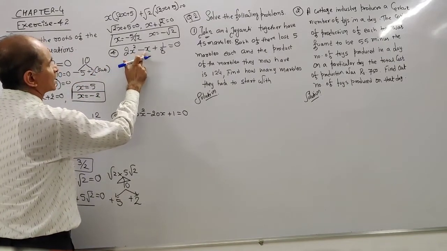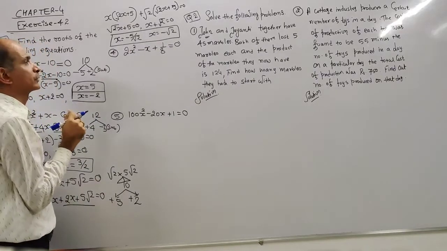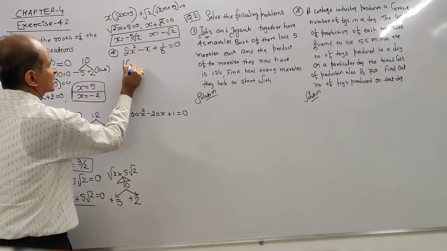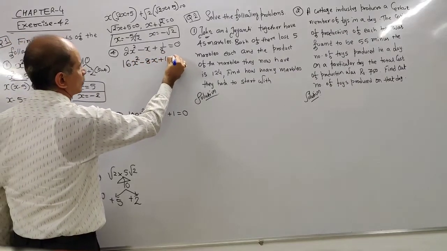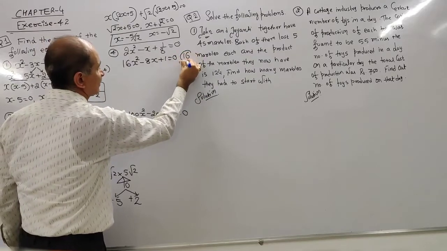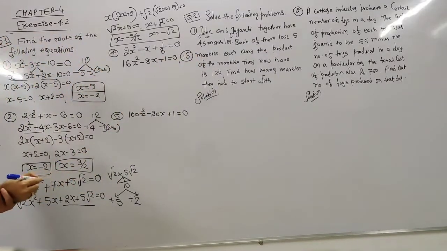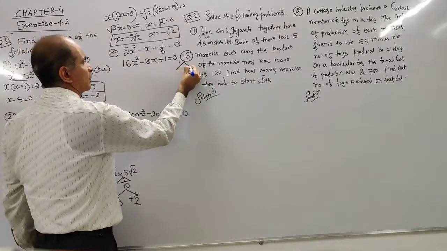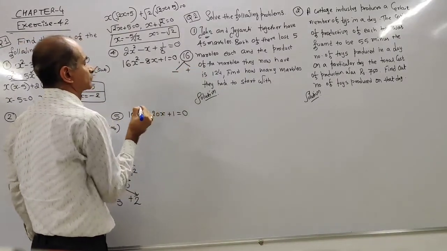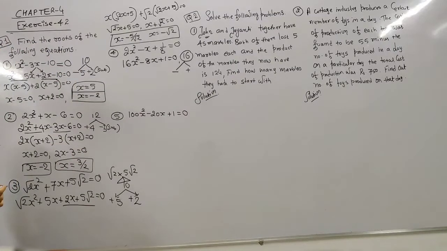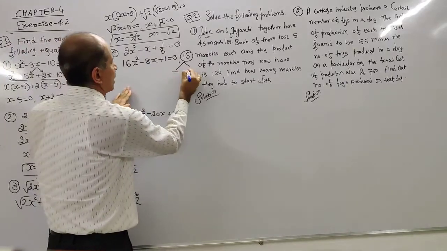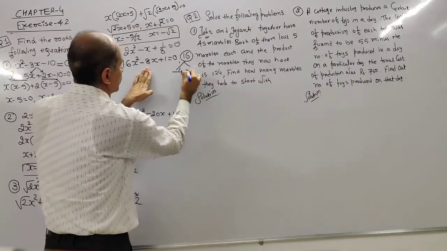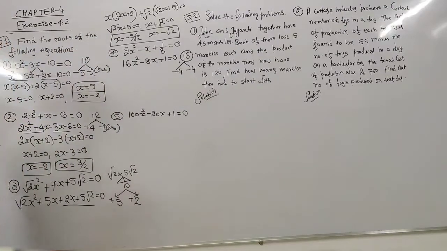2x square minus x plus 1 by 8 is equal to 0. Now cross multiply, so you get 16x square minus 8x plus 1 is equal to 0. So factorize 16. The addition should be minus 8, and 4 fours are 16. So in place of minus 8x, write down minus 4x minus 4x.